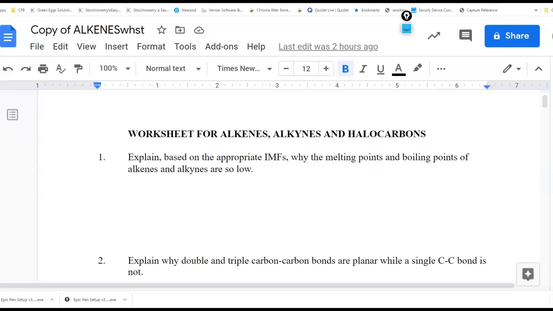Okay, hi everybody. Today we're going to be going over all of the answers that you and your group mates should have gotten for the alkenes worksheet. So let's take a look here. First question was explain based on the appropriate IMFs why the melting points and boiling points of alkenes and alkynes are so low.